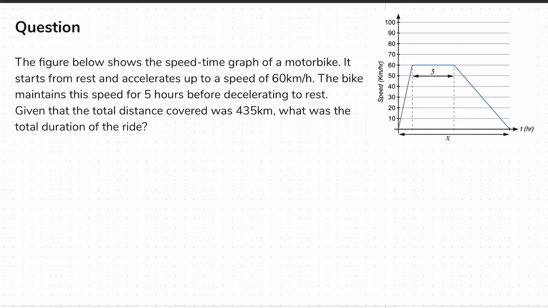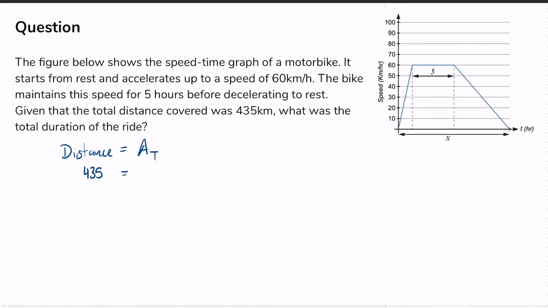Now the thing about the graph on the right, the speed over time graph, is that the area underneath the graph, that blue line, is equal to the distance. So the distance is equal to the area of the shape on the right, which is a trapezium. Distance is given, it's 435. We're trying to find out what x is.